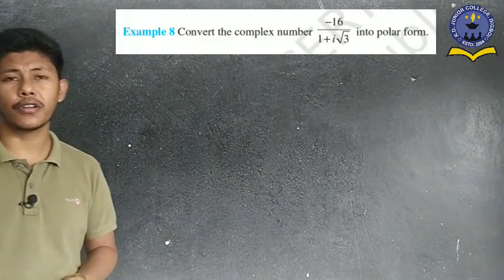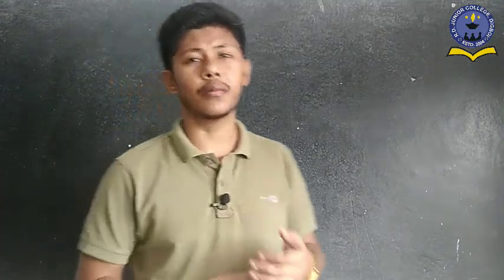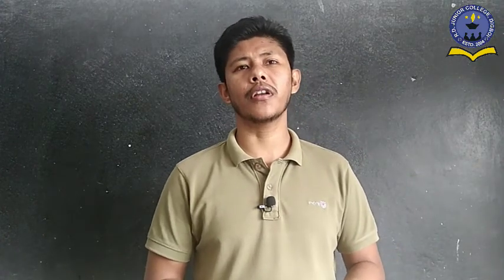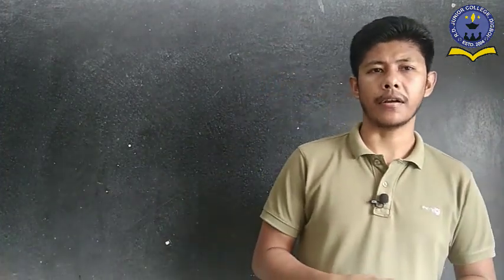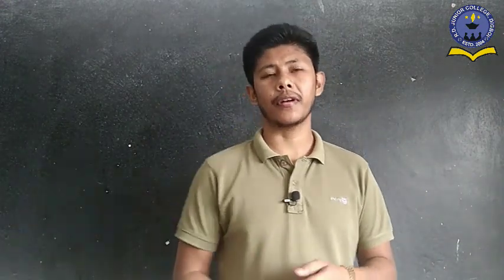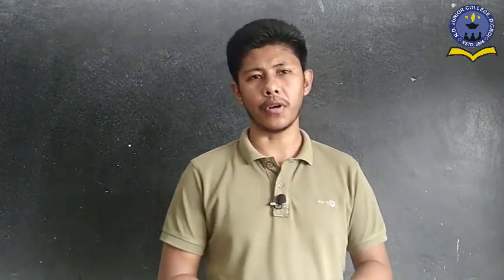So that means when we convert a complex number into polar form, first of all we need the a plus ib form, is it not? But here the question is not given in proper form. The question is given as minus 16 by 1 plus i root 3. So first of all, we have to convert this into a plus ib form, and after that we have to convert this into polar form. Is it clear? Let's see how we can do this.